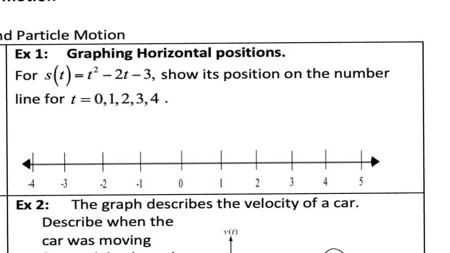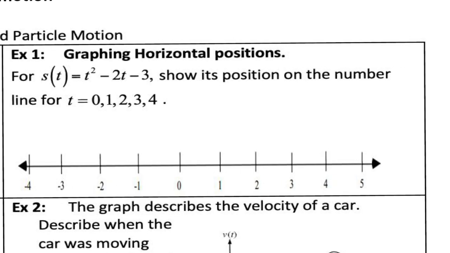Example 1 describes how to graph horizontal positions. So you're asked to graph S of t given 5 different values for t. So we will make a table for all of this. We have 0, 1, 2, 3, and 4. Substitute your values in. You have negative 3, negative 4, negative 3, 0, and 5.